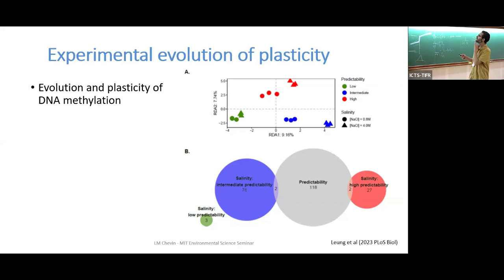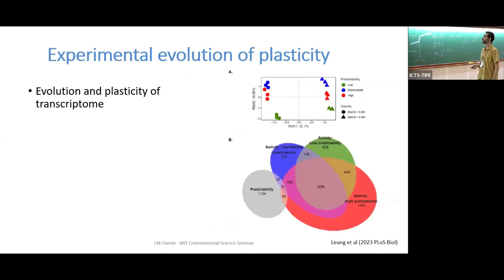When you do that, you find that the methylomes are different across lines from the different predictability treatments, shown in colors. It also differs among salinity, and there's an interaction between them. But if you look at differentially methylated regions, there weren't that many. We found a few that respond to salinity at low predictability, but we didn't find the same in different treatments. For the transcriptome, there was a much stronger response, as I showed before.